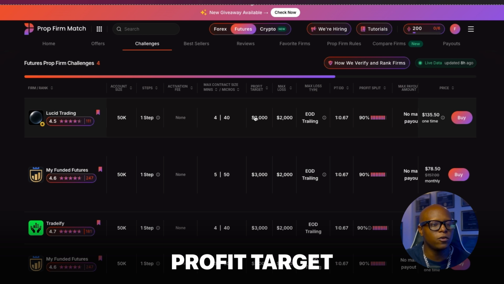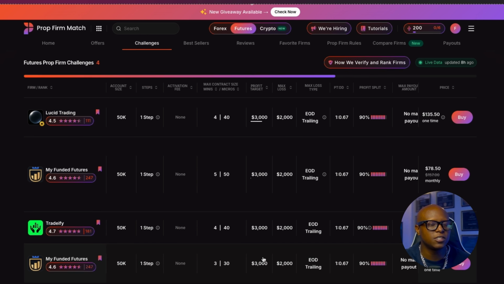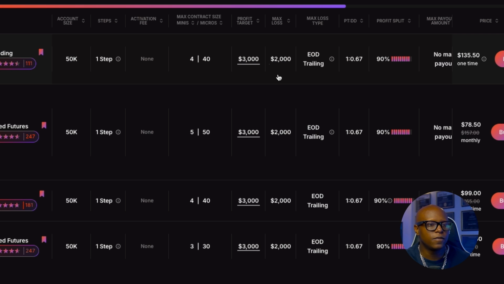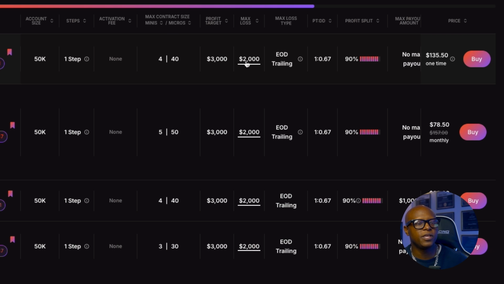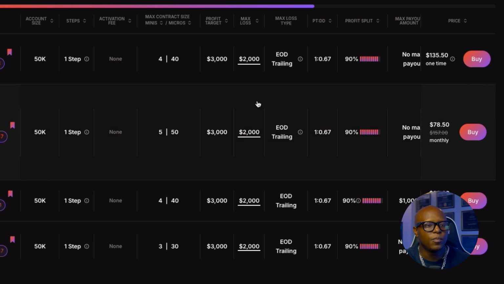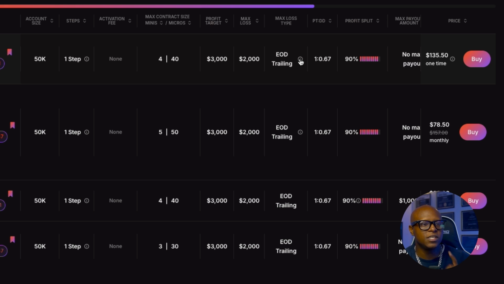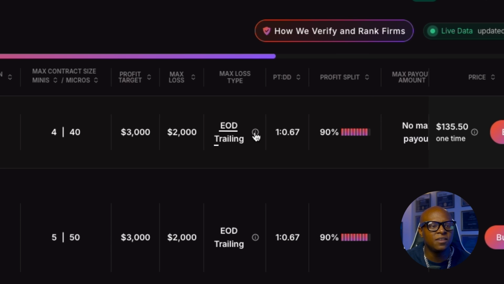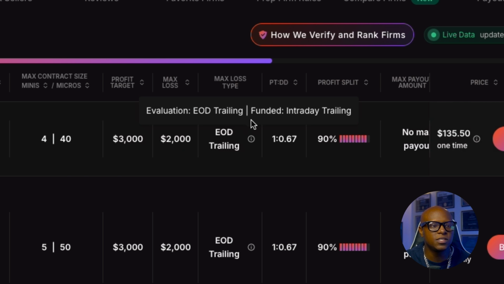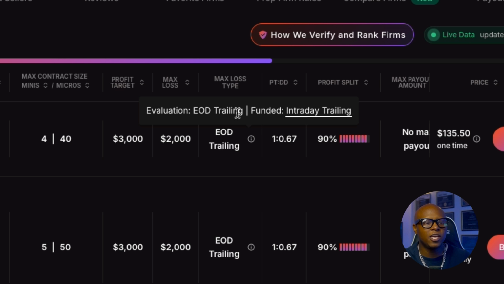For the profit target on all of these accounts, you can see it is going to be $3,000. For the max loss, this is going to be $2,000 max loss. But for the Lucid Trading account, you can see that the max loss type is end of day trailing. If you click this here, you can see that it is end of day trailing on the evaluation stage, and once you actually get to the funded stage, this is going to be intraday trailing.